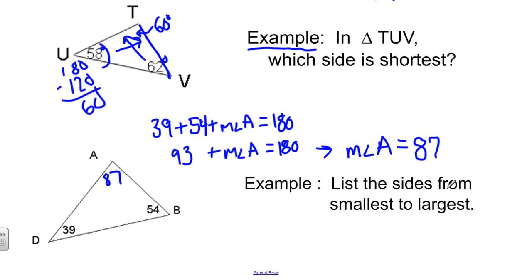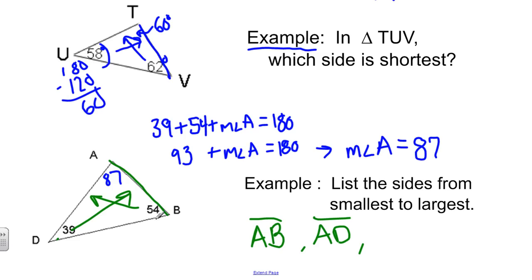So sides from smallest to largest. What's our smallest angle? D. So if we go to the opposite side, which is AB. All right, and then we go to the next biggest angle, 54, which is opposite AD. And then what do we have left? DB. Okay, so from smallest to largest.